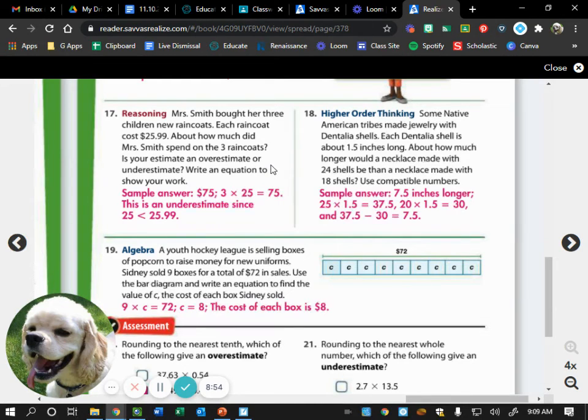So if you rounded down to 25, because you're rounding down, that's technically an underestimate. Now, if you rounded up to $26 or up to $30, what kind of estimate is that? It's an overestimate. So if you rounded your number up, it would be an overestimate. If you rounded down, it would be an underestimate. So for this one, since they rounded down to $25, the $75 would be an underestimate. Are there questions on number 17?